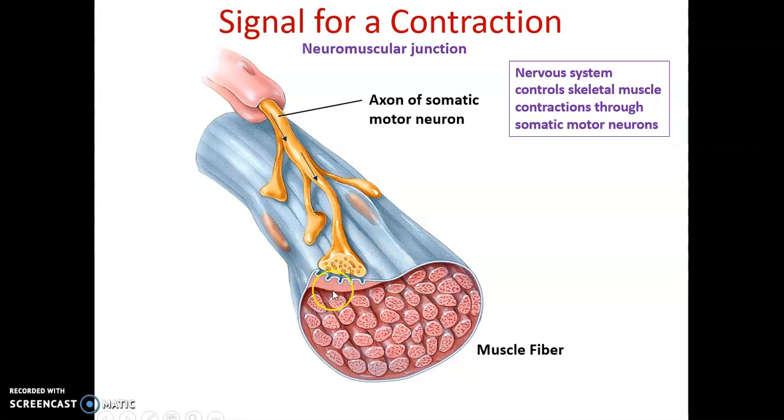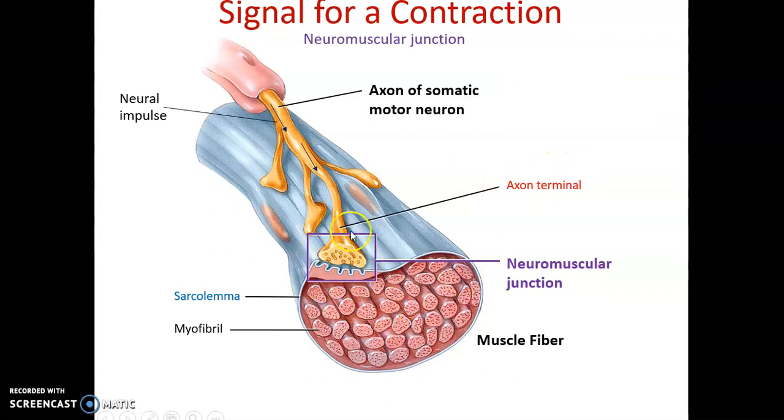And this place where you have the end of the axon adjacent to the muscle fiber is referred to as a neuromuscular junction. So neuro for neuron, muscular for muscle cell. So neuromuscular junction, where the end of the axon of the somatic motor neuron is adjacent to the muscle fiber.